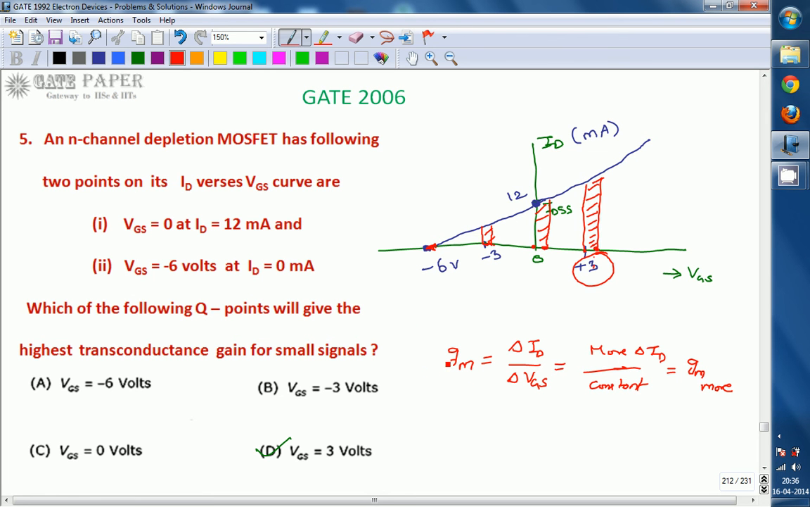If the options included something like E, plus 5 volts, then plus 5 volts would be the answer. Remember it that way. More positive voltage means more drain current for the depletion mode, so it will give more drain current for the same change in VGS. So transconductance is more. The right option for us is D.